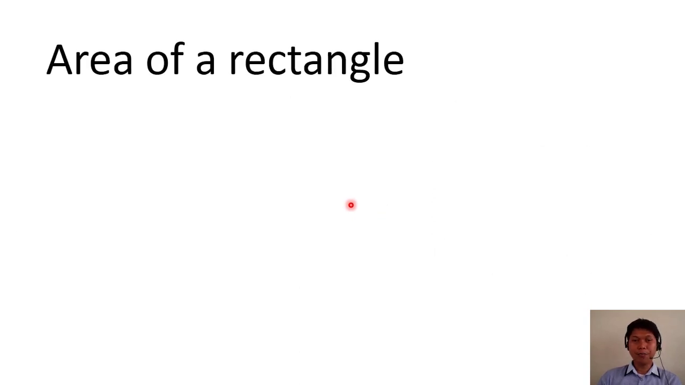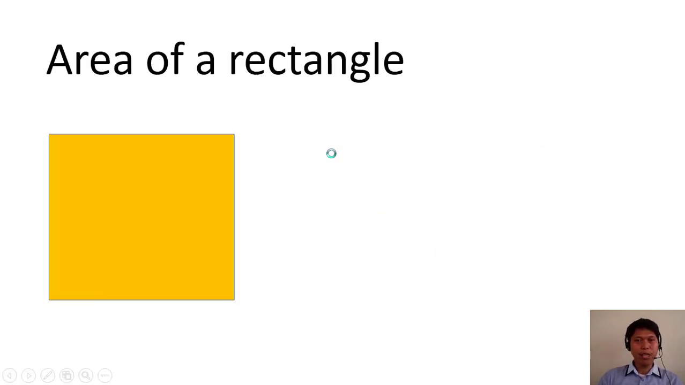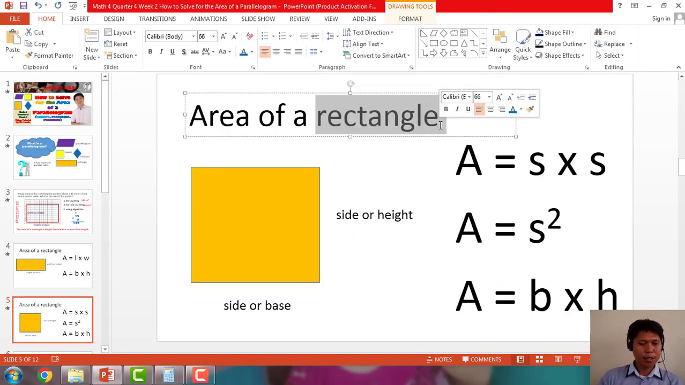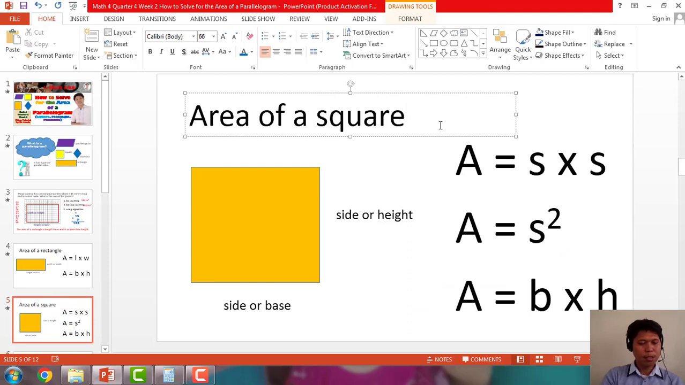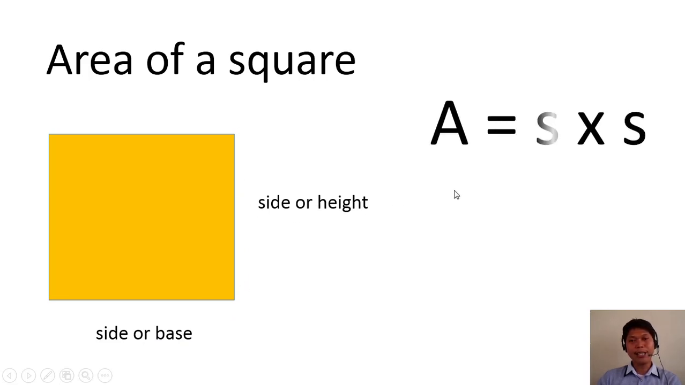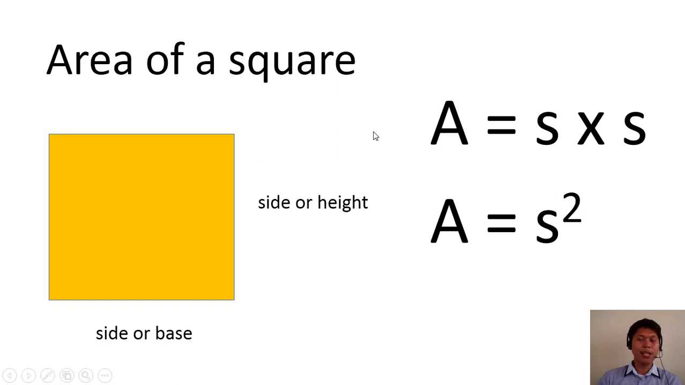If it is a square, like for example this figure, usually we refer to this dimension as the side. This one is also a side. If this is the side, this could also be the base, and this side here could also be the height. Therefore, it could be s times s, or usually in higher grades it is s squared, because s squared means s times s, or it is also base times height. You see, it could be base times height.